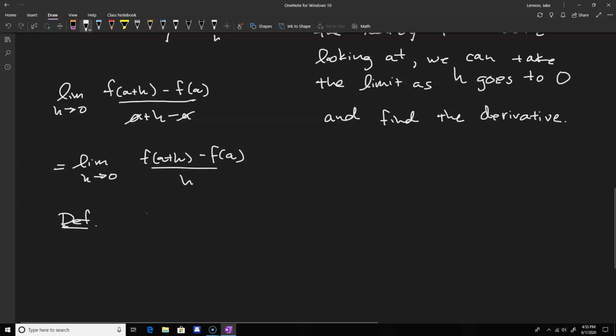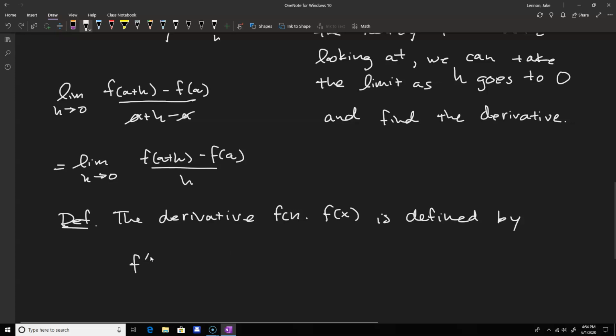So definition, the derivative function f of x is defined by f prime of x equals the limit as h goes to 0 of f of x plus h minus f of x divided by h.